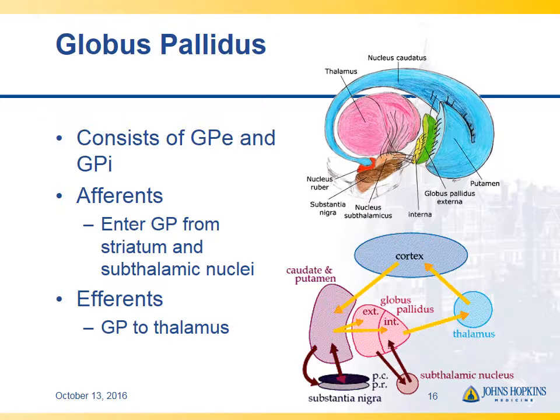The globus pallidus consists of the globus pallidus externa or globus pallidus external and globus pallidus interna or globus pallidus internal. The afferents enter the globus pallidus from the striatum and subthalamic nuclei. The efferents are from the globus pallidus to the thalamus.